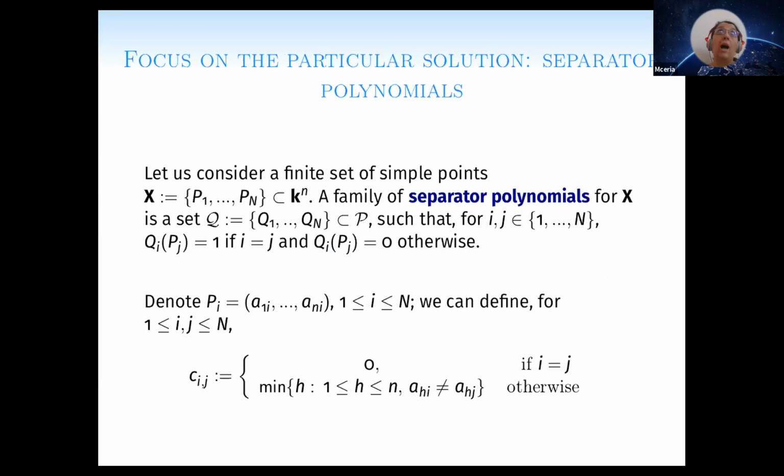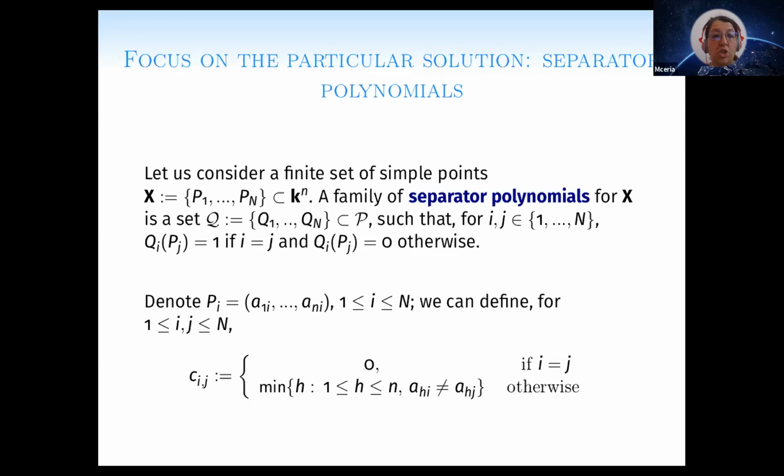In particular, how do they compute the particular solution? Well, they compute the particular solution by means of separator polynomials. When you have a finite set of points, P1, ..., Pn, a separator family is a set of polynomials, with one polynomial for each point, such that if you evaluate the polynomial at the corresponding point, you get 1, and you get 0 otherwise.